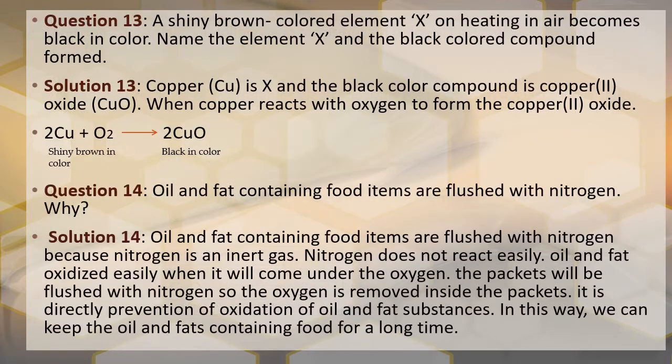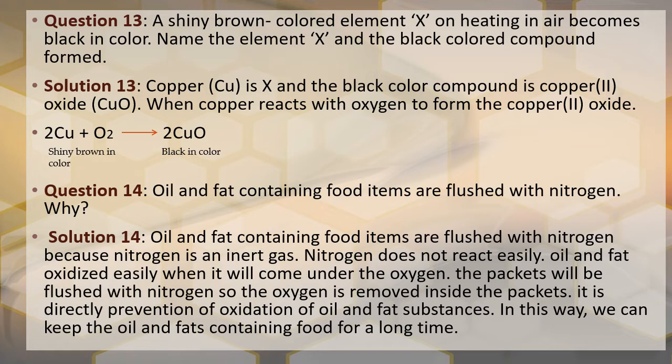Now, we will go for question number 13. A shiny brown colored element X on heating in air becomes black in color. Name the element X and the black colored compound formed. Normally a brown color which is shiny, lustrous, is copper. So therefore, shiny brown colored element X means it is copper. So copper on heating in air becomes black in color.